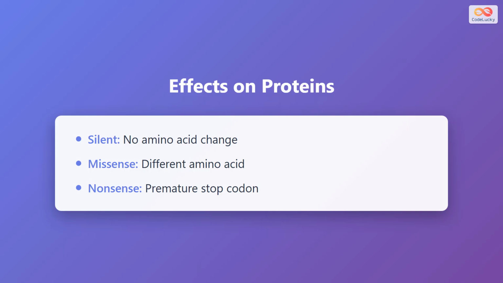Point mutations can have 3 different effects on the proteins they encode. A silent mutation results in no change to the amino acid sequence due to the redundancy of the genetic code. Multiple codons can code for the same amino acid, so the mutation may not matter. A missense mutation causes a different amino acid to be incorporated into the protein, which may alter its function. A nonsense mutation creates a premature stop codon, leading to a shortened, usually non-functional protein. This is often the most severe type of point mutation.